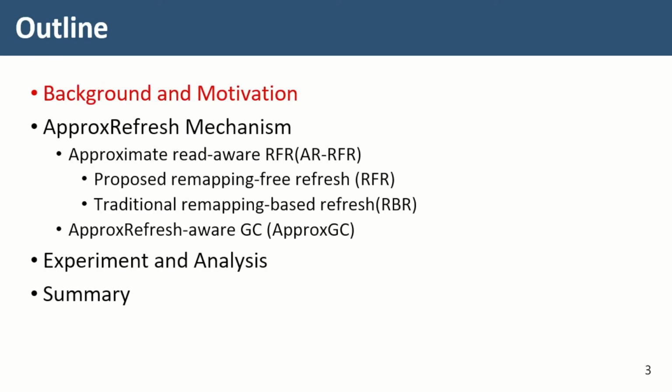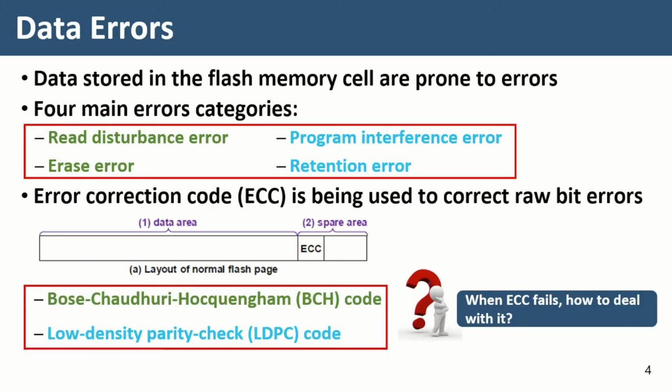First, let me introduce some background and motivation in order to understand the details explored below. Because of the physical characteristics of the floating gate transistors, FGT, the number of charges stored in FGT may change abnormally in program, causing data errors. We show four main error categories.